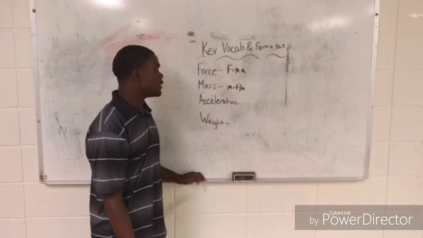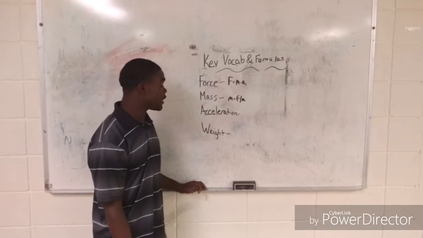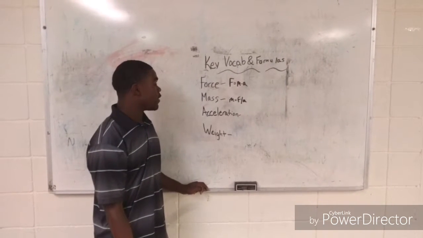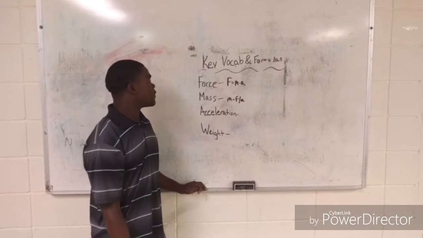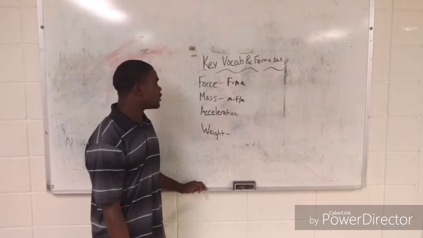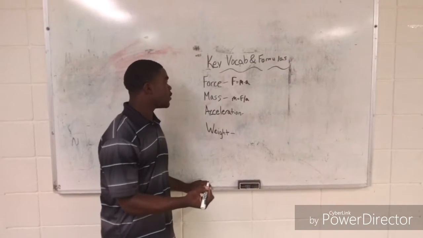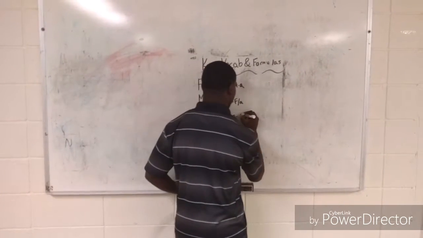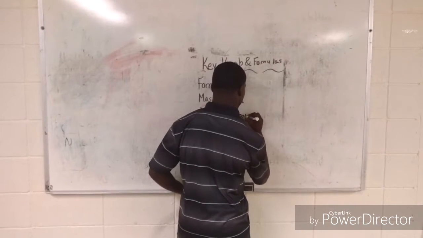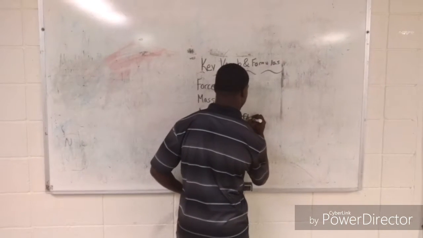Acceleration. The definition for acceleration would be the rate and change of velocity of an object. The formula will be acceleration equals force divided by mass.